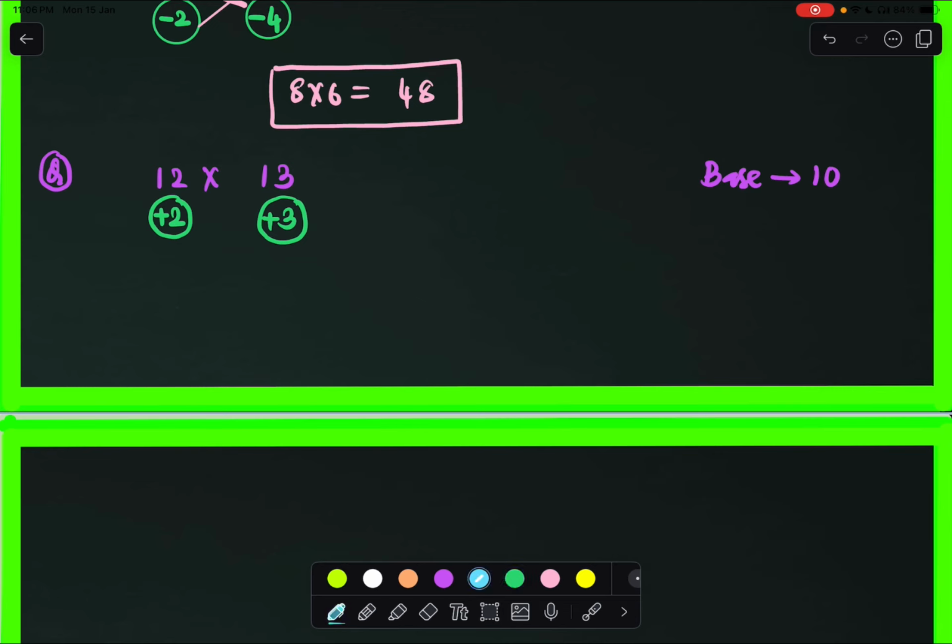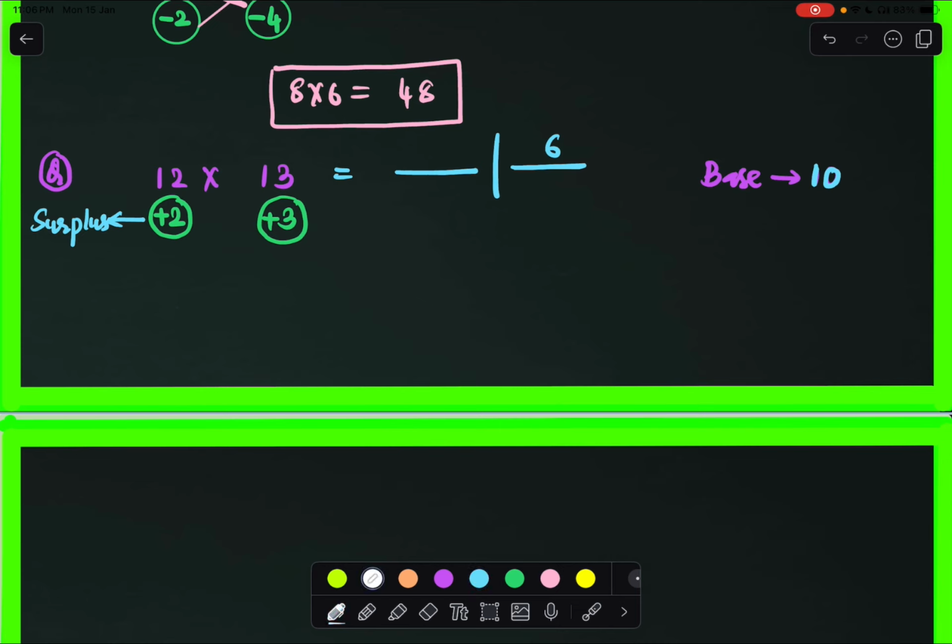Now this product contains two parts, first part and second part, right? How to get the second part? Multiply these surpluses. These numbers we can call surplus, the extra, since it is more than your base. Multiply the surpluses: 2 into 3 gives 6. The number of digits in the rightmost part equals the number of zeros in the base of your number. The base contains one 0, so in the rightmost part also we accommodate one digit.